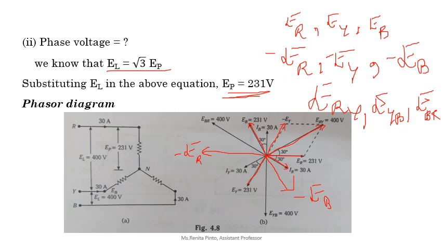So IR lagging behind the voltage by 30 degrees, IY lagging behind the voltage by 30 degrees, IB lagging behind the voltage by 30 degrees. So this is about your IR, IY and IB currents. So this is what you mean by current lagging the phase voltage. So this is your first question.